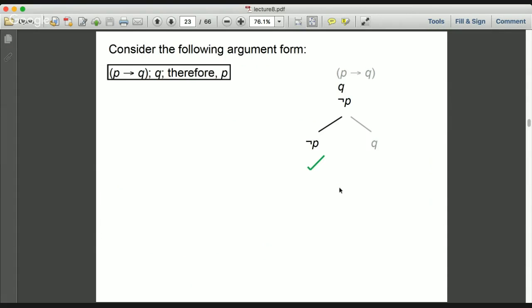Invalid doesn't mean if the premises are true, then the conclusion is false. It just means that there's a way where the premises are true and the conclusion is false, i.e. it's not the case that if the premises are true, then the conclusion is true.